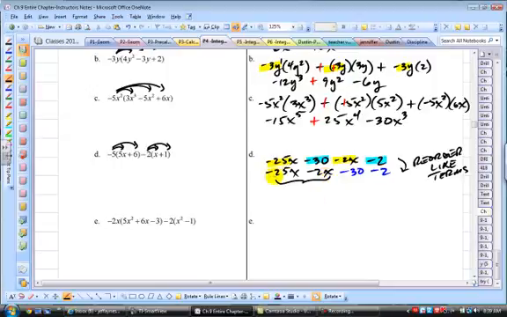Okay, a negative 25 minus 2 more will give you a negative 27. So a negative 27x here. And a minus 30 minus 2 gives you minus 32. Okay, this is a variable term and that's a constant term. They're unlike, so you're done at that point.